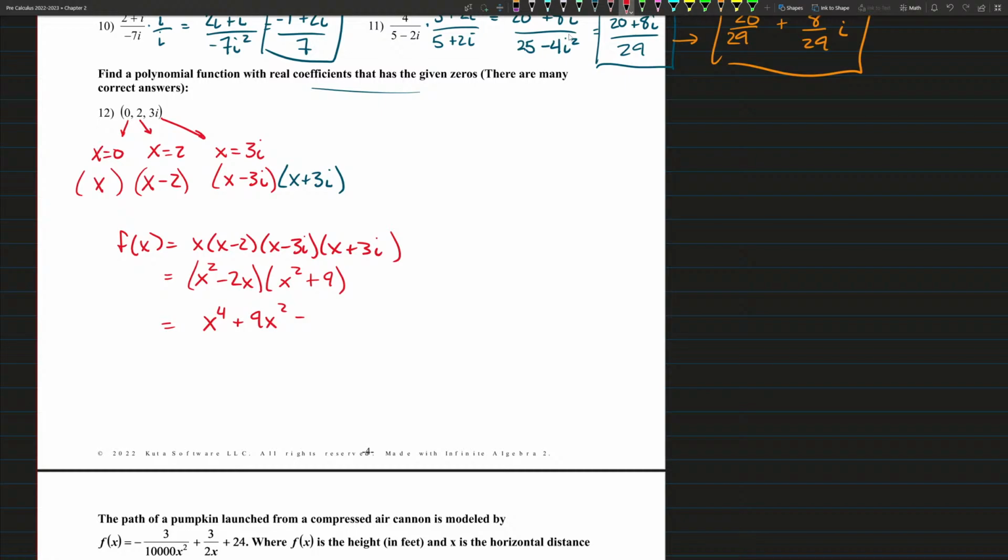X to the fourth plus 9x. Okay, minus 2x cubed minus 18x. And then that's our answer. Okay, that is one answer. You could throw a bunch of constants out front, but that'll do.